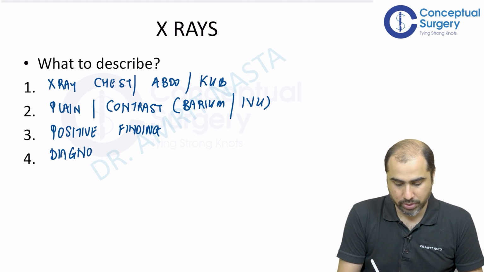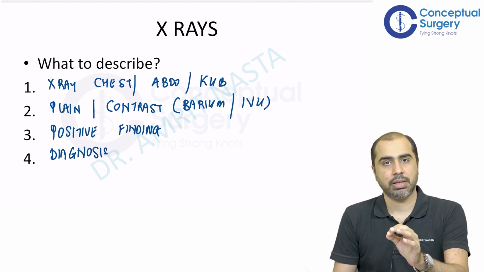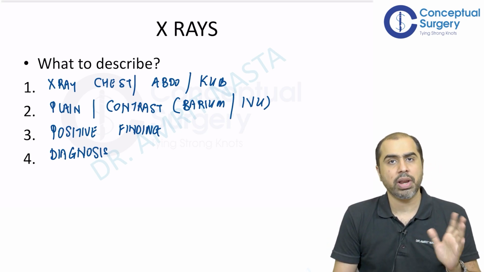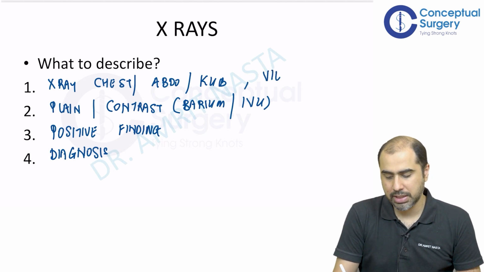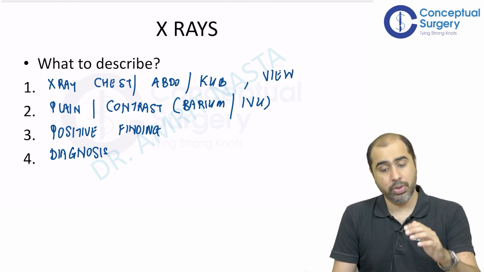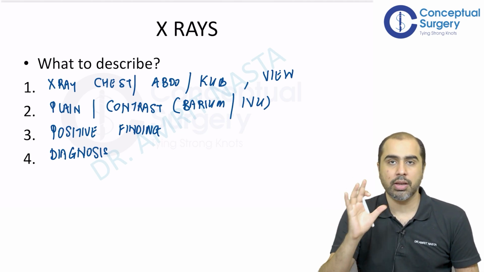So whenever you are going to describe any X-ray or any image, it should be, this is an X-ray chest, plain or contrast. If you know the view, wherever applicable, you should tell the view. Where applicable, is it an AP view or a PA view or a lateral view? And then you tell the positive findings. This X-ray is showing this or that, and then give your diagnosis.